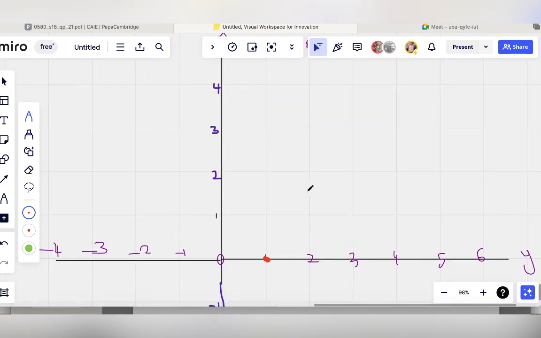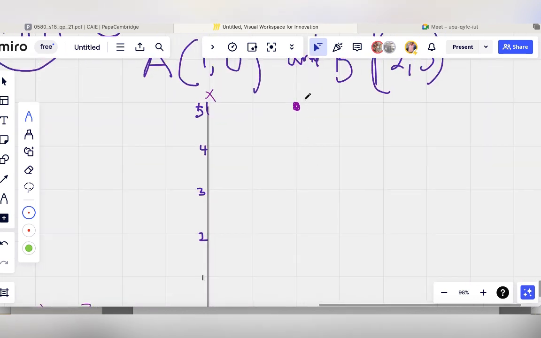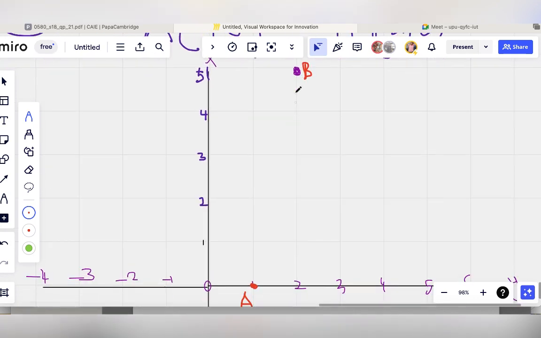So we join the A. This is A. This is B, to form a right triangle. This will be point B. So if we join these two points, you will see that we have a small triangle here.